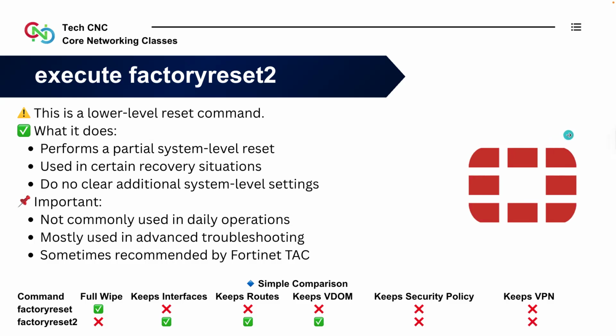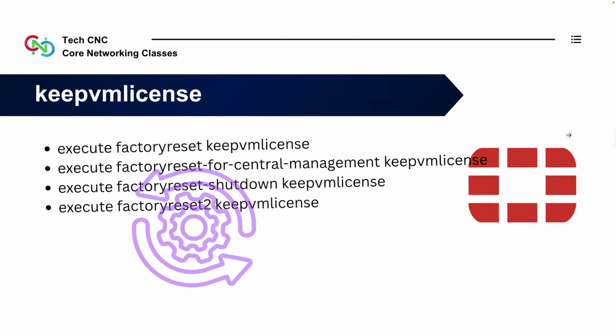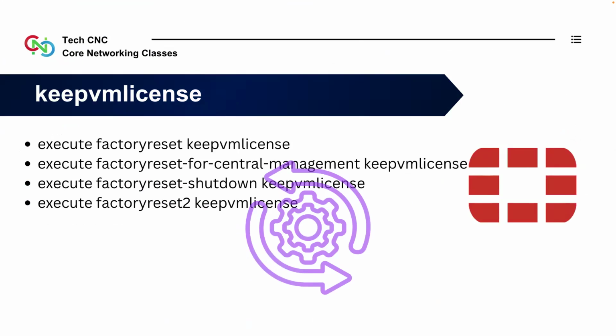Now, another flavor of all these four options is keep VM license. I can execute any of those four options, but I can also add one extra statement, keep VM license. It will perform the same task, whatever you choose. Let's say you choose factory reset shutdown. It will shut down your box and reset everything. But if you choose the option keep VM license, it will do those tasks but keep your VM license active on your box. It will not delete that configuration, right?